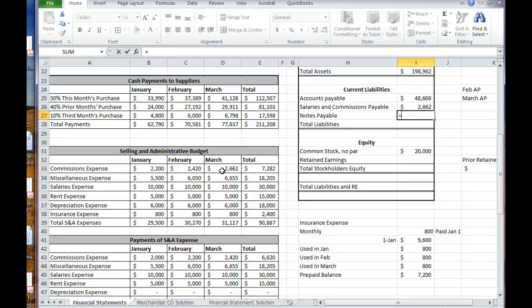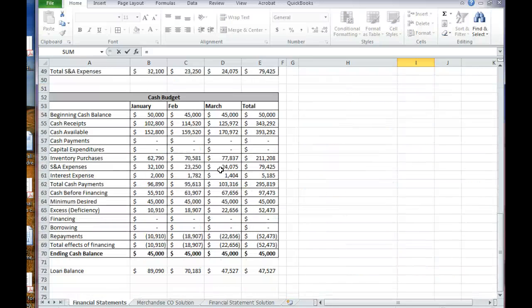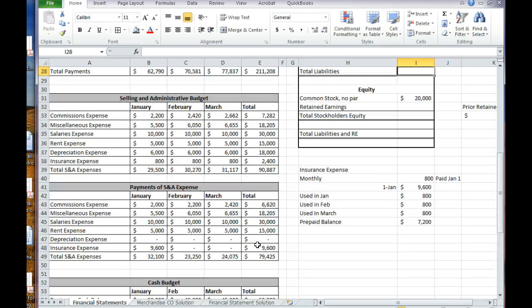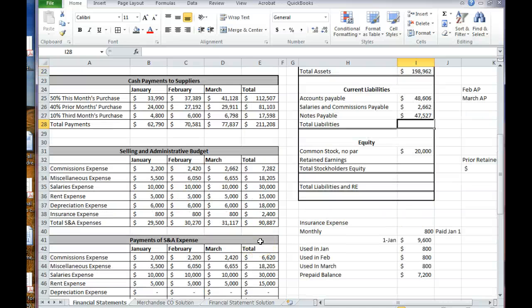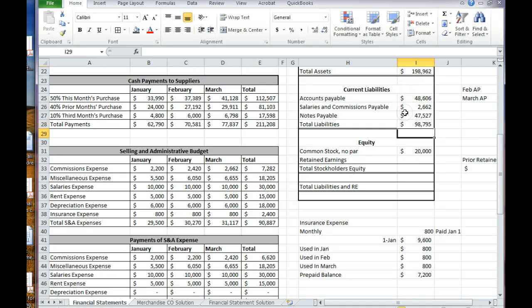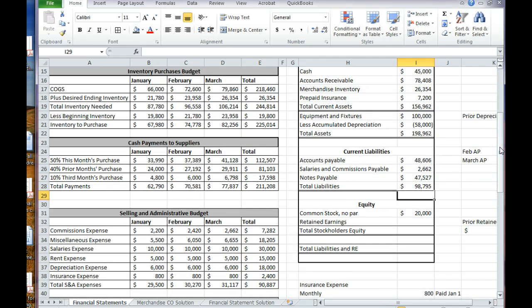Okay, notes payable is simply, when we come down here, that's your loan balance. So your total liabilities is going to equal the sum of these guys. This is what you owe. All right, so here I gave you a common stock number.